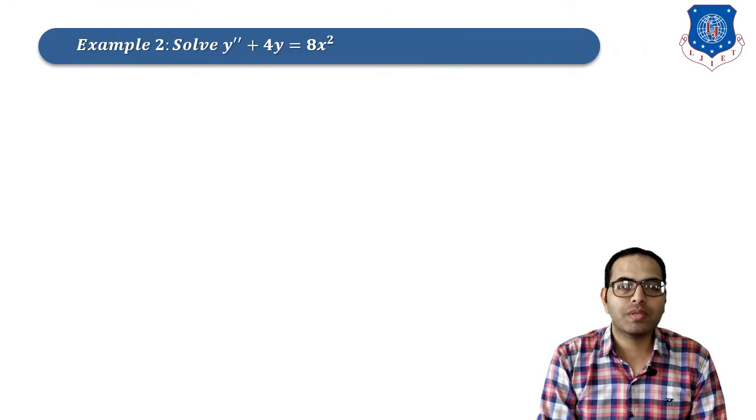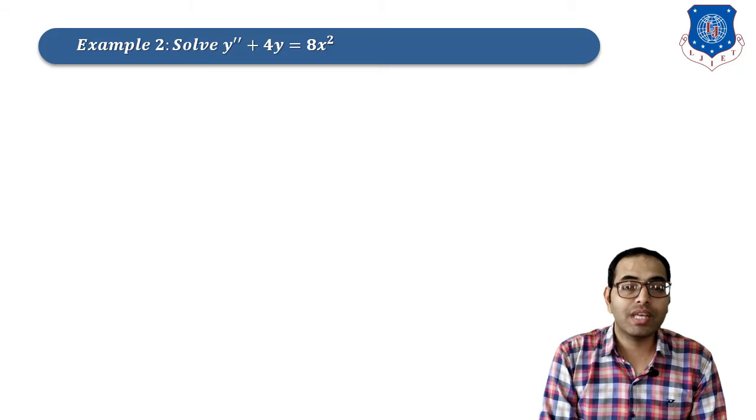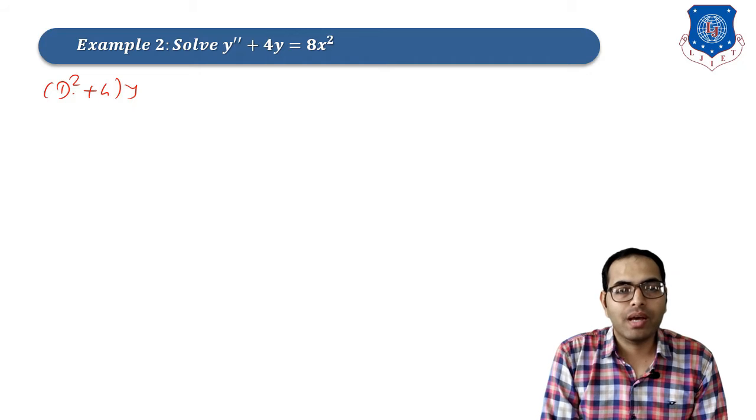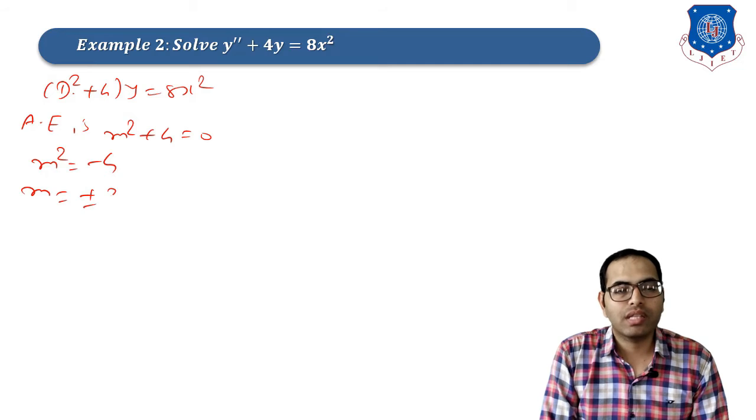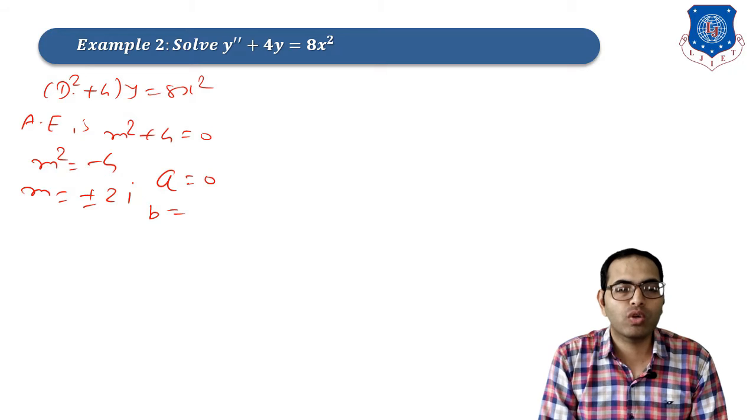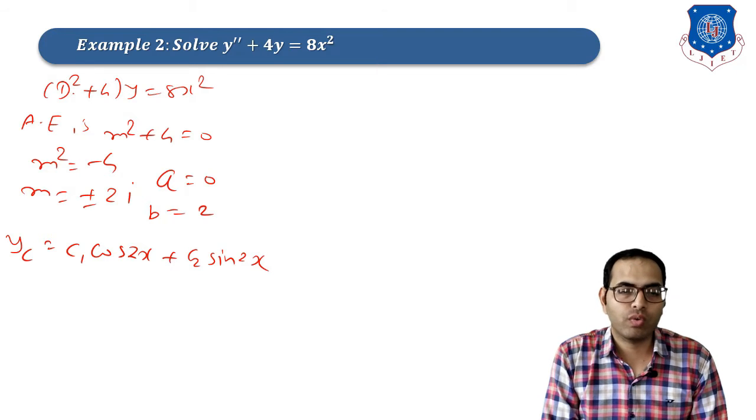Solve y double dash plus 4y is equal to 8x square with the help of the method of undetermined coefficients. Firstly, what do we have to do? Rewrite this equation: y double dash, that means D square plus 4 of y is equal to 8x square. The auxiliary equation is m square plus 4 equal to 0. Then m square equal to minus 4, then m is equal to plus or minus 2i. Here the value of a is equal to 0 and the value of b is equal to 2. Then yc equal to c1 cos 2x plus c2 sin 2x.